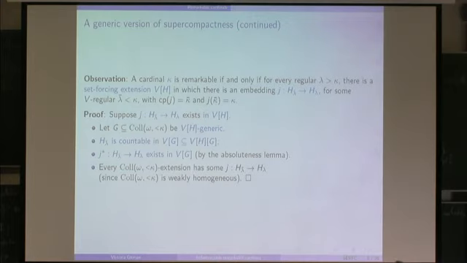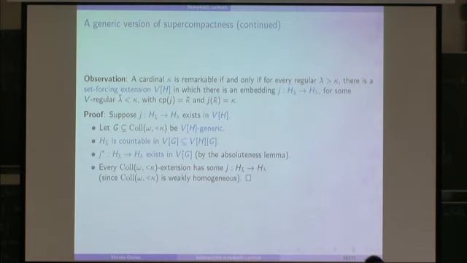Okay, but it doesn't seem to suffice because I need to put all embeddings in a single collapse extension, right? And this was specific to forcing over V of H. But collapse is a very nice forcing. In particular, it is what is called weakly homogeneous, which means that certain automorphisms exist, which has the consequence that any statement about ground model objects, if it's true in one extension, must be true in all collapse extensions.